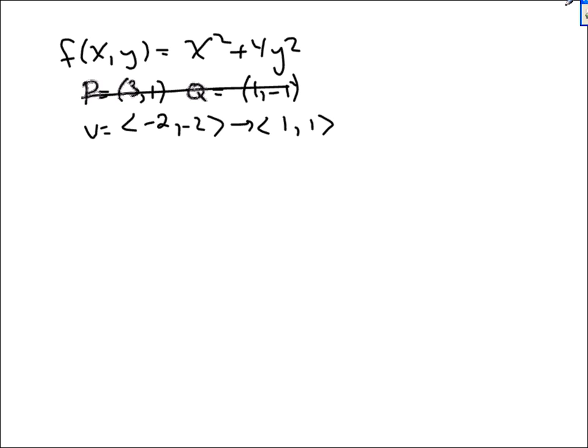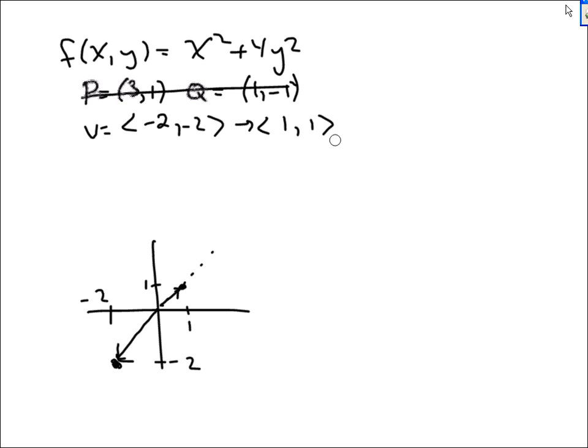Just worrying about that negative sign. Let's see what's bothering me. Negative 2 is right there. And that's the direction. 1, 1 is right there. So it did change directions. Alright, so maybe we shouldn't play games with that. You shouldn't divide by a negative number.